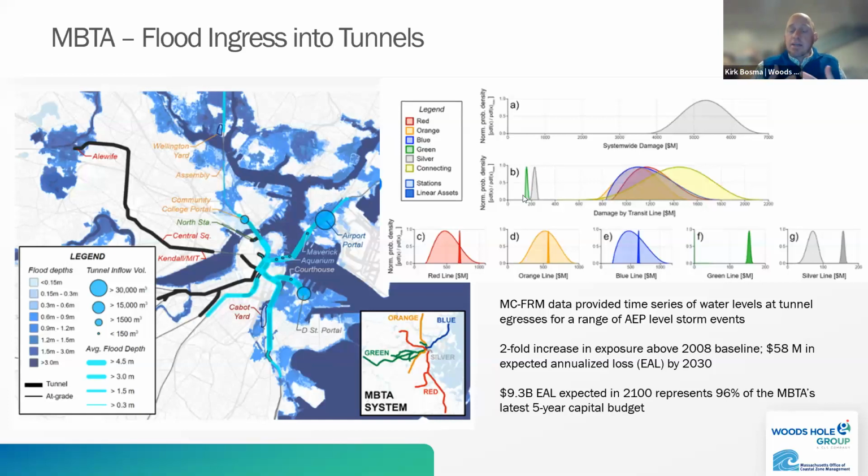So that's an example of some time series information that was extracted for overland areas that they were able to utilize to do flood risk and physics-based flooding through their tunnel system.